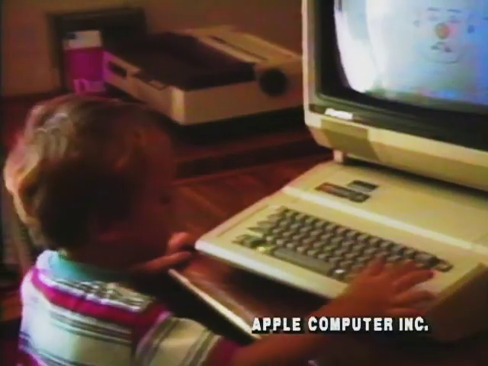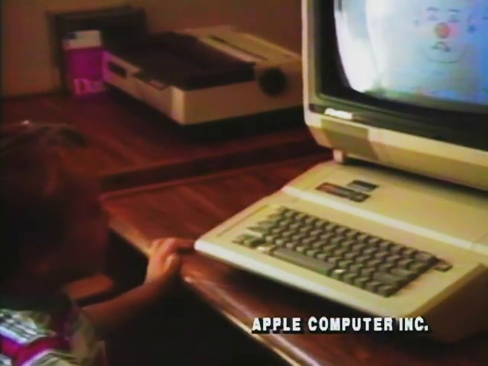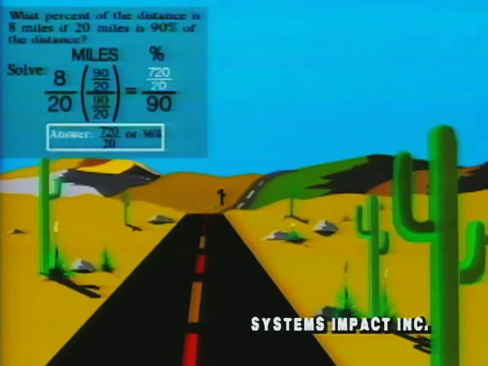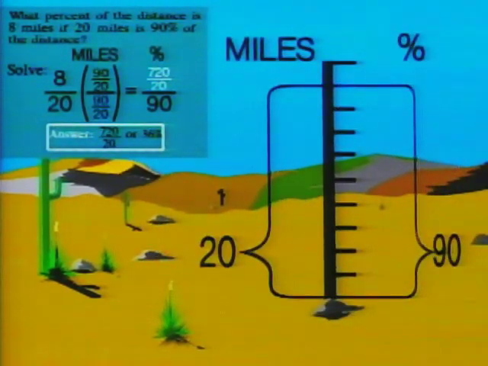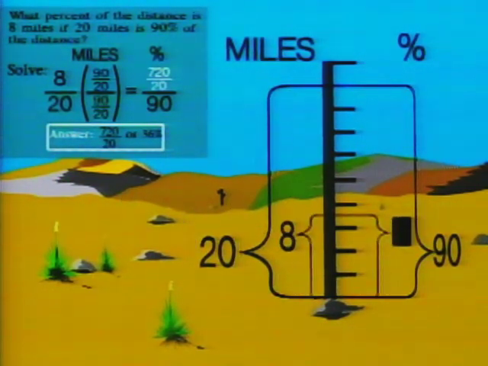Computers have become widely available and educational. Let's make a picture of the problem. We know that 20 miles is 90% of the distance. We have to find out what percent 8 miles is.